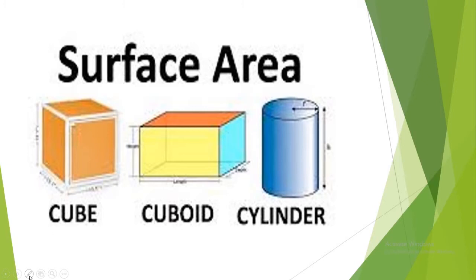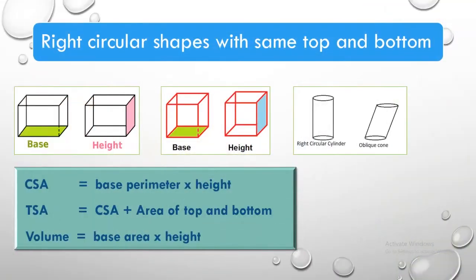First we will consider cube, cuboid and cylinder. There is a reason for selecting these three solids alone first, because we know that for cube, cuboid and cylinder, its top and bottom are in the same size and shape. For solids with the same size and shape, we have an easy method to remember the formula.